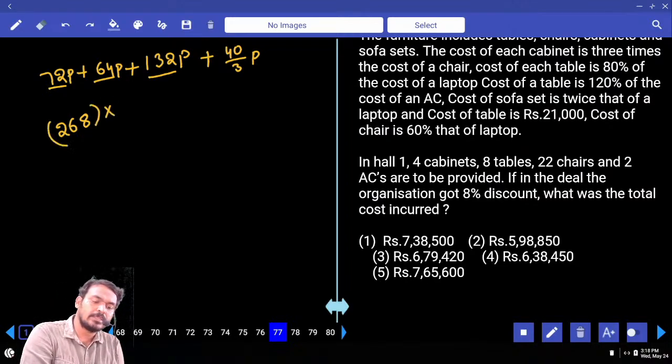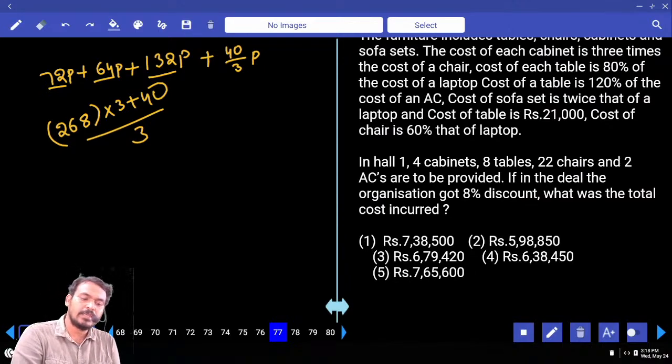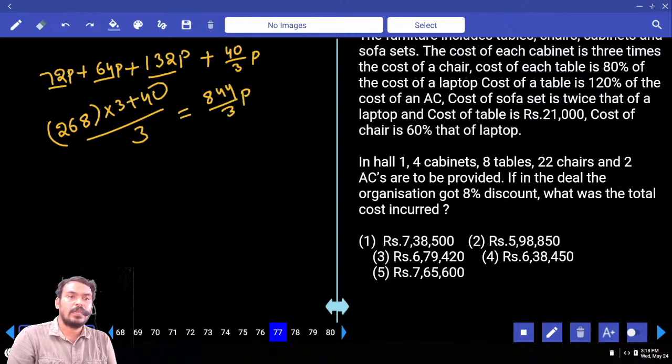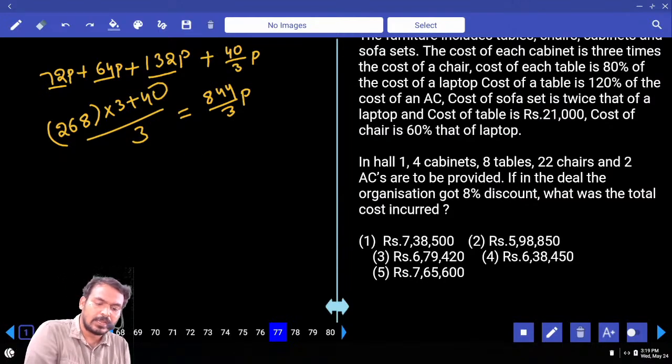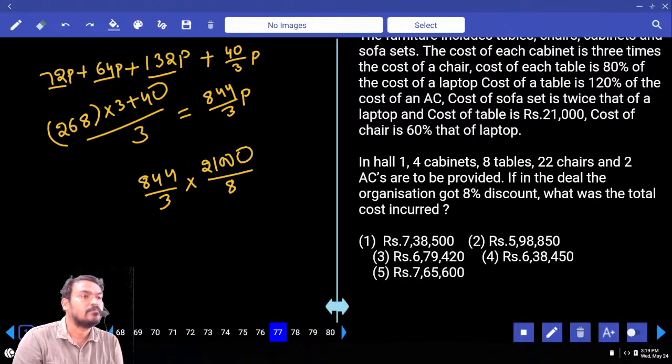268 into 3, plus 40, divided by 3. 3 into 260 is 780, 3 8s are 24, so it is 804 plus 40. 844 by 3 parts. Every one part is how much? 21,000 by 8. First of all, we write the total cost. 844 by 3 into 21,000 by 8. Okay, it is the total cost.